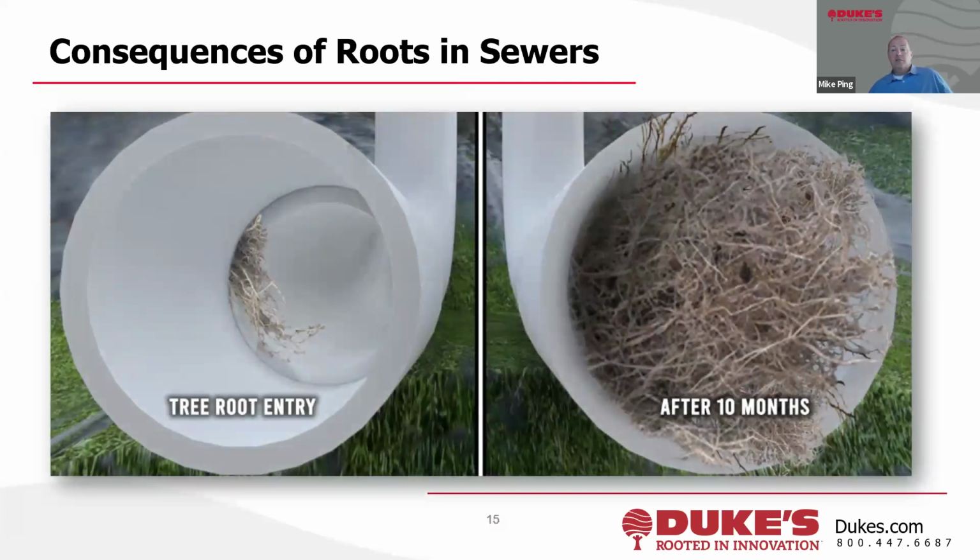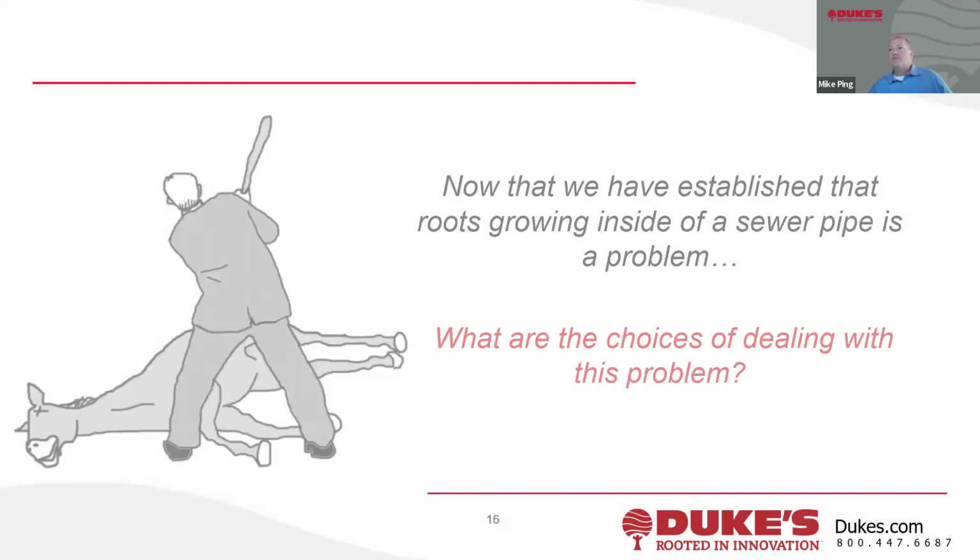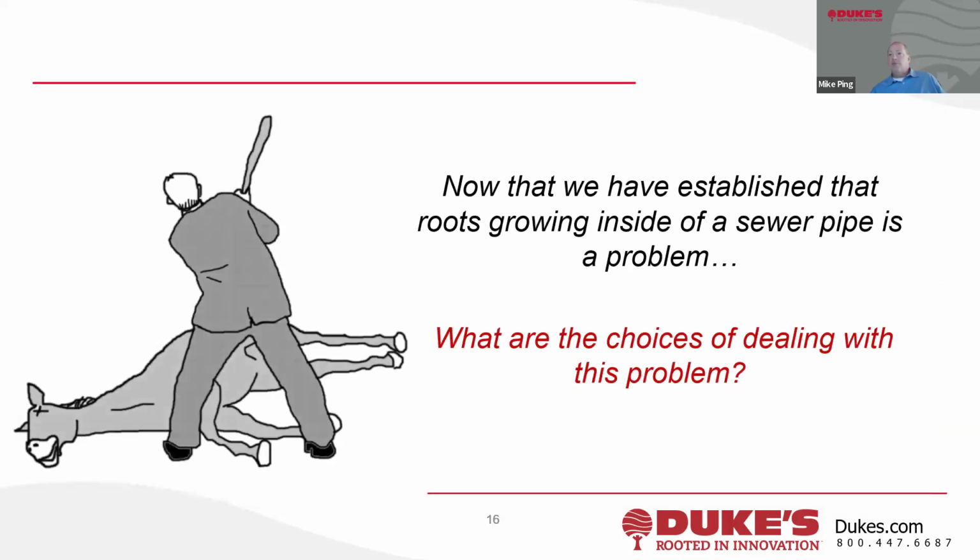Just to look at some pictures of the speed and pace of root growth. On the left there, you see a little bit of fine hair roots getting in, and just after 10 months, the pipe is essentially full. So, very, very fast root growth in the sewer system. Now that we're kind of beating the dead horse here, and we've established that roots growing inside the wastewater collection system are a problem, let's look at what the choices are for dealing with this problem.